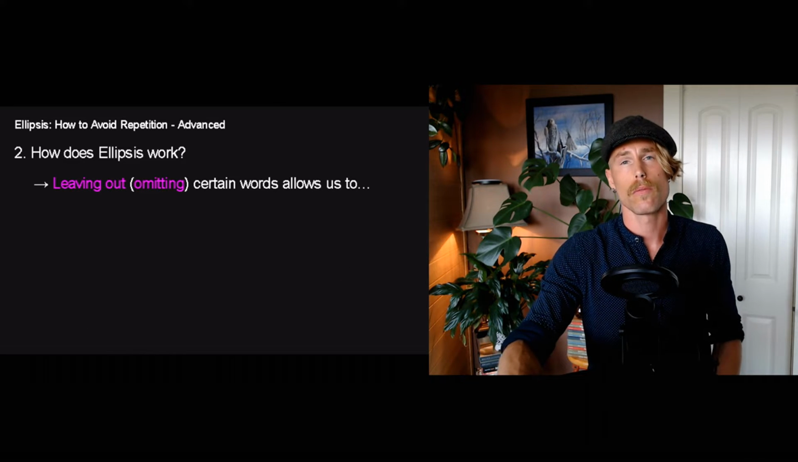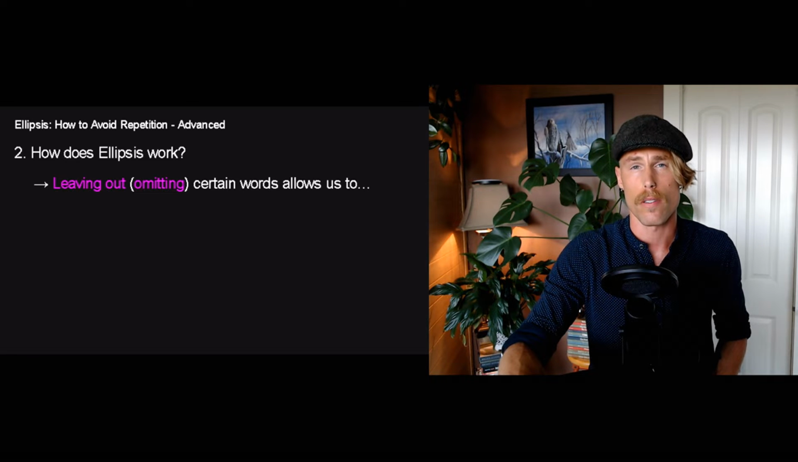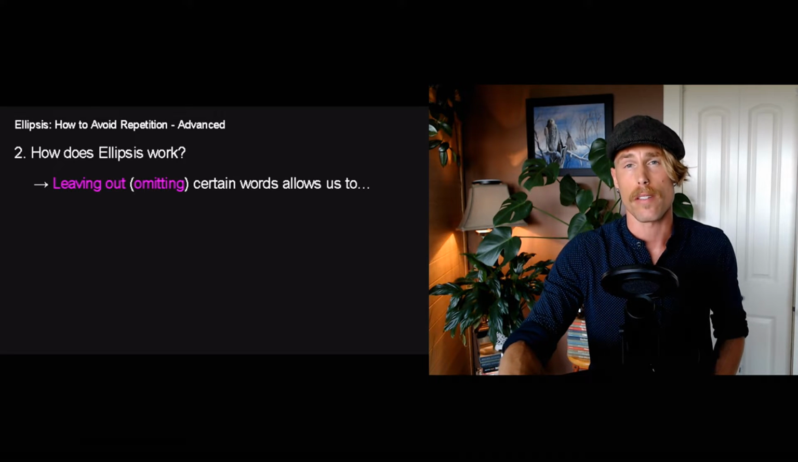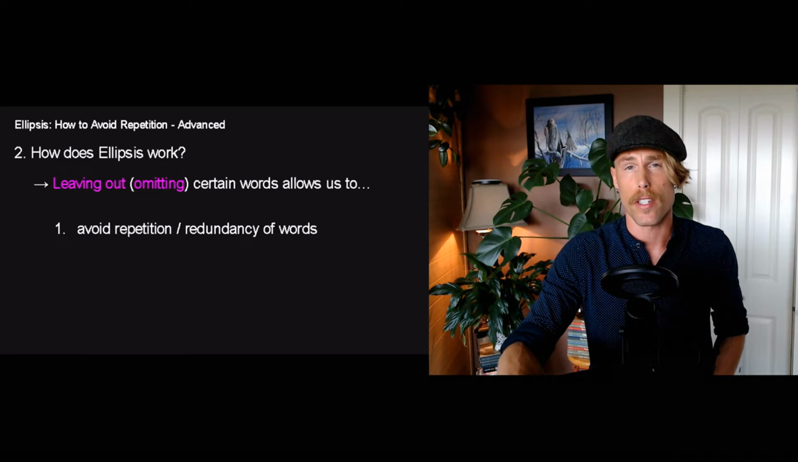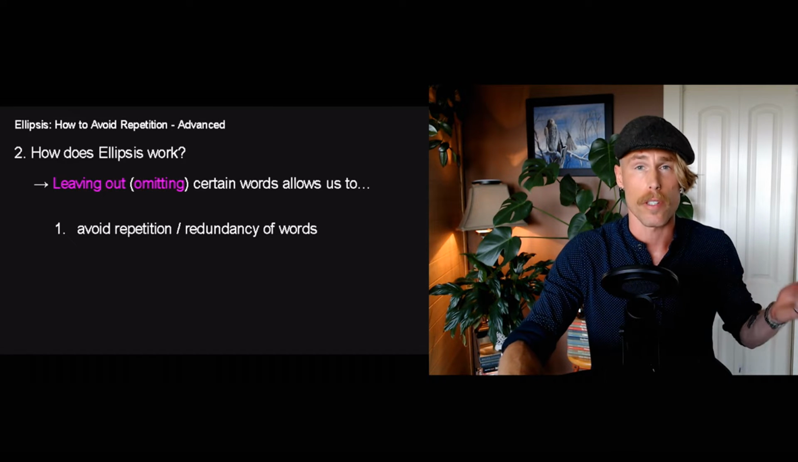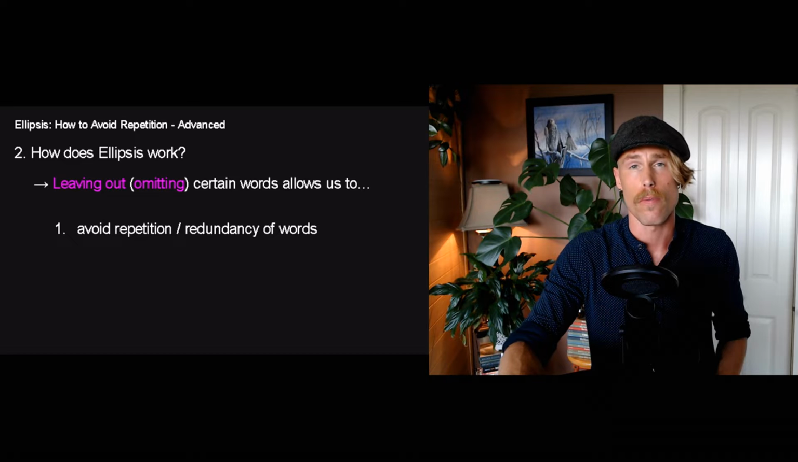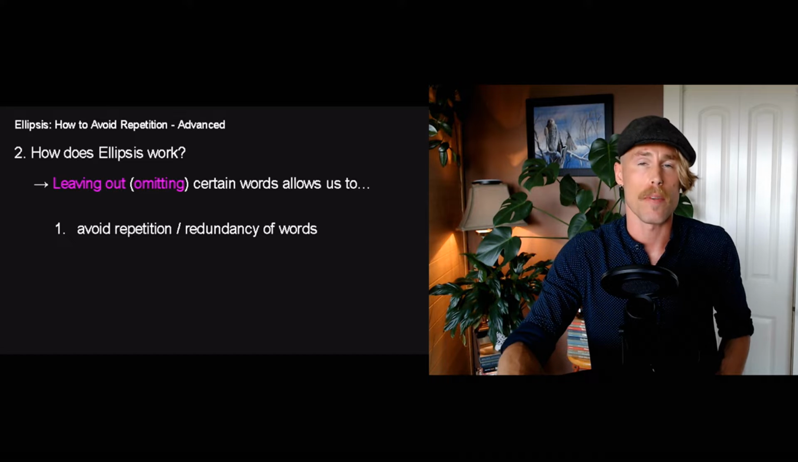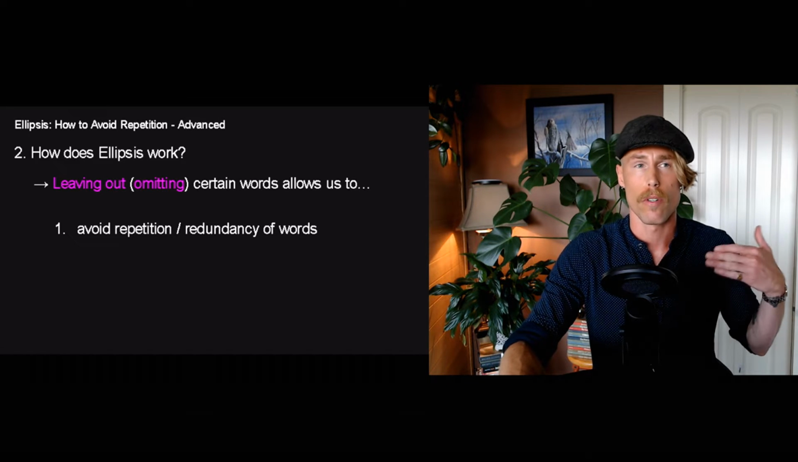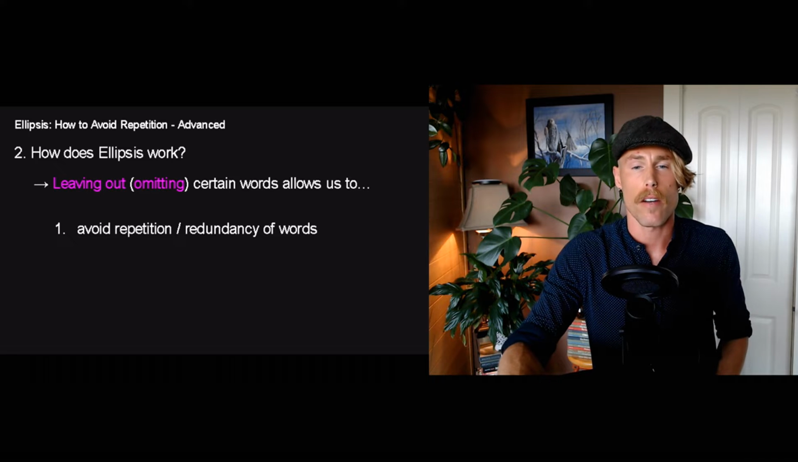Okay, so leaving out or omitting certain words, certain unnecessary words, allows us to do a few things. Number one, avoid repetition or redundancy of words. So these words are redundant. We don't need to say them again. They are unnecessary to understand the meaning that the person answering the question is trying to get across to the person asking the question. And avoiding repetition is a good way to do this. We don't need to repeat things that are not necessary.